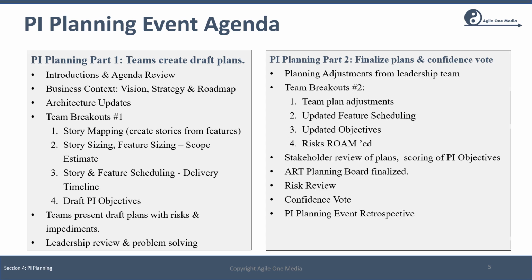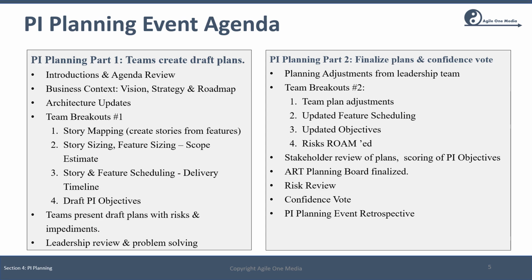Now let's go through the PI planning event agenda. The event is split into 2 parts. Part 1 is to get to a first pass set of plans from all teams and to identify major risks, dependencies, and general disconnects as early as possible in the process so that they can be addressed. That usually takes a full day to get through, though we'll discuss some options for event format and logistics in just a minute.